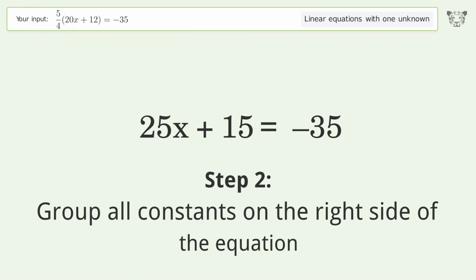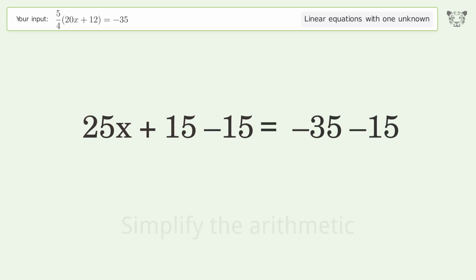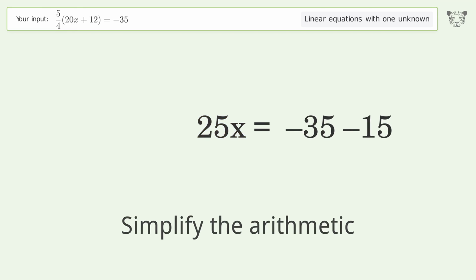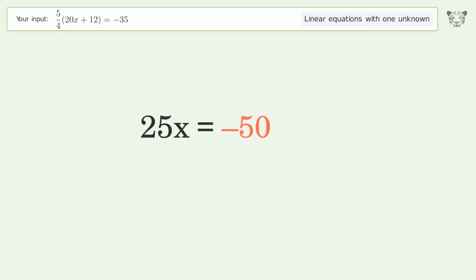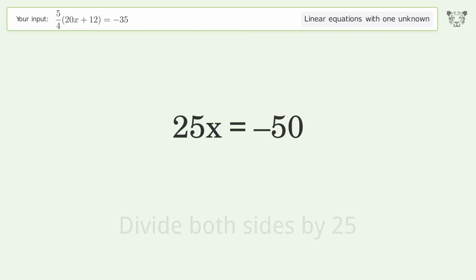Group all constants on the right side of the equation. Subtract 15 from both sides. Simplify the arithmetic. Isolate the x. Divide both sides by 25.